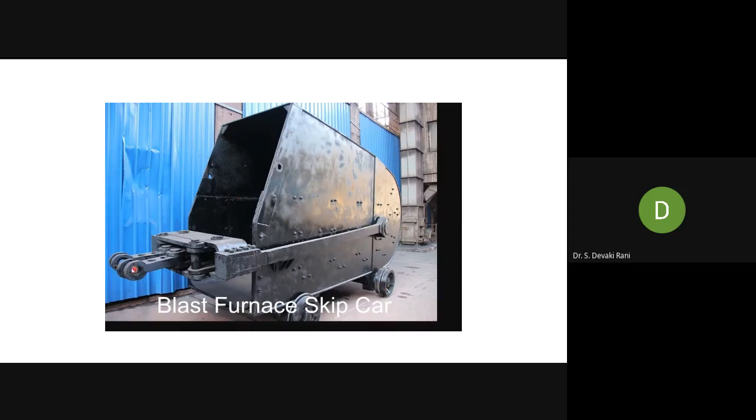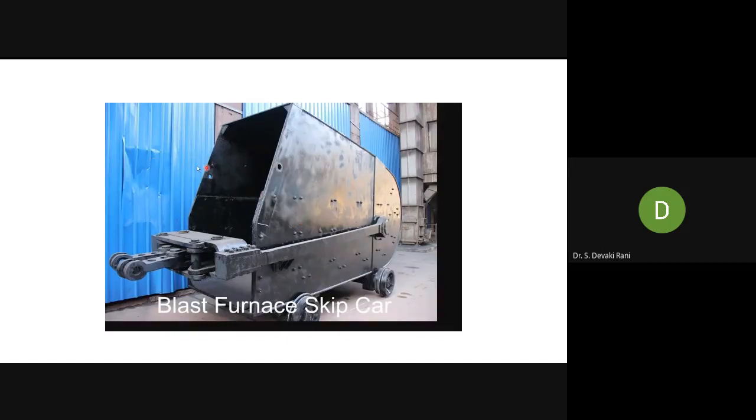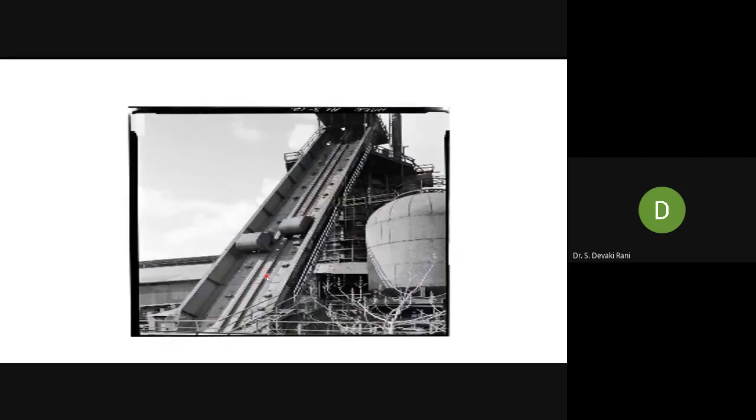This is the hole through which they will fix it. At an angle it will be moving, going up. This is at a flat angle, so the raw material will be charged inside it. These are the rollers, this is a track. When one skip is discharging the raw material inside the furnace, another skip will be at the bottom where raw material is charged. When this is charged and this is coming out, this will be going up. So they will have two skips: one skip charging into the furnace, and one skip at the bottom getting ready to be charged with the raw material. This is a skip car.